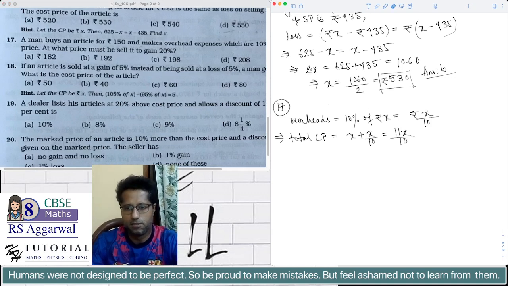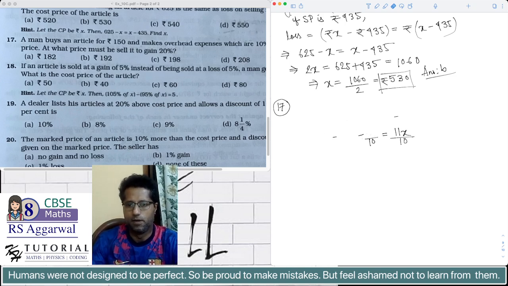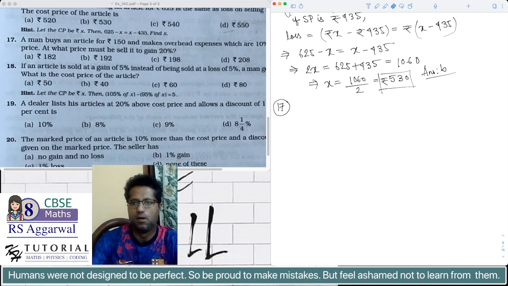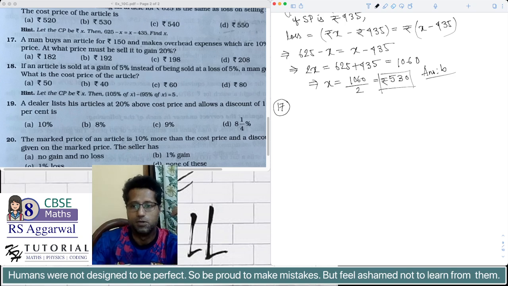This is the reason I say you must carefully read the problem. Be very focused in reading the problem, because if you misunderstand the problem, your whole solution will be incorrect. So it is already given that a man buys an article for rupees 150, which means the cost price is rupees 150.